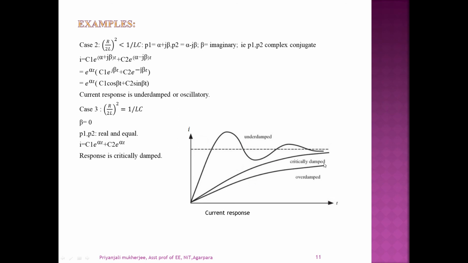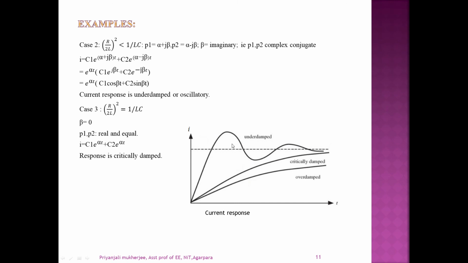Next, we consider (R by 2L) whole square less than 1 by LC. That means the poles are alpha plus j beta and alpha minus j beta, where beta is imaginary. That means P1 and P2 are complex conjugate poles. So putting the values, I equals e to the power alpha t into C1 e to the power j beta t plus C2 e to the power minus j beta t. That can be written in the form of C1 cos beta t plus C2 sin beta t. So the current response is underdamped, or oscillatory.